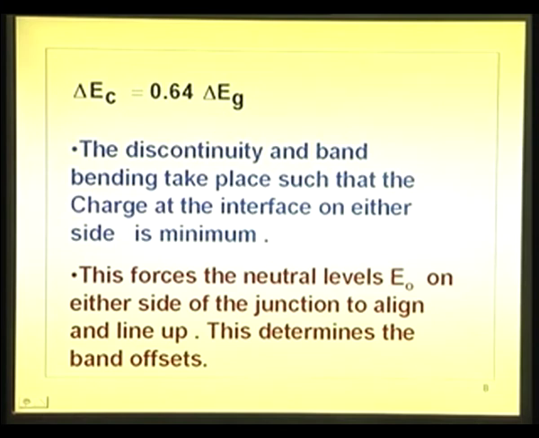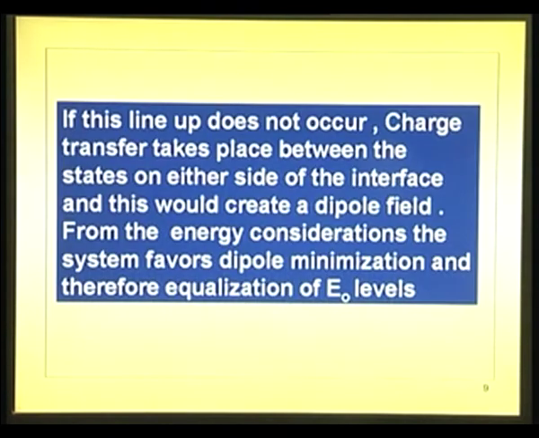So, the discontinuity of the band takes place such that the charge at the interface on either side is minimum. In the sense, charge difference is minimum, or the net charge on either side. If there is a charge difference, one becomes plus, one becomes minus, that is minimized. So, aligned to each other. This is what you have said here, just as a statement, but ultimately each one of them forces the level to align to each other. If the line-up does not occur, charge transfer takes place between the states on either side of the interface, and this will create a dipole field. From the energy considerations, the system favors dipole minimization and therefore equalization of E naught levels. That is as a statement I have put there.